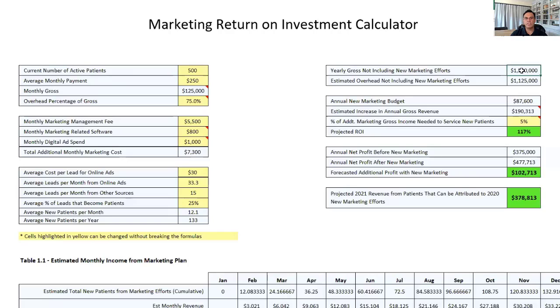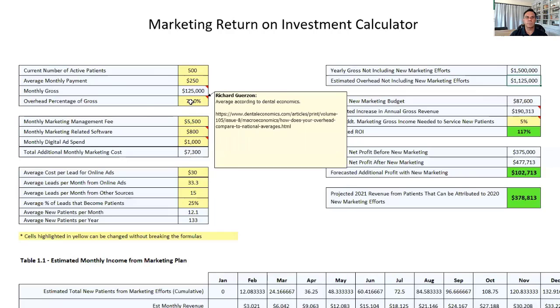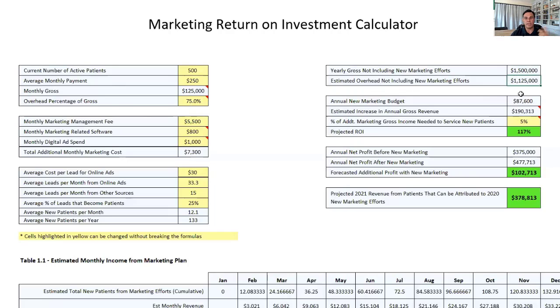This is your average gross based off these numbers here, coming into the office. Estimated overhead, this is the 75%, so this will change when this number changes. This is how much overhead you have. Like I said, this is the marketing budget based off whatever numbers you enter here. And then the estimated increase in annual gross revenue: how much more are you going to make gross when you apply this much money and get these results through your marketing efforts? What is your gross increase going to be?